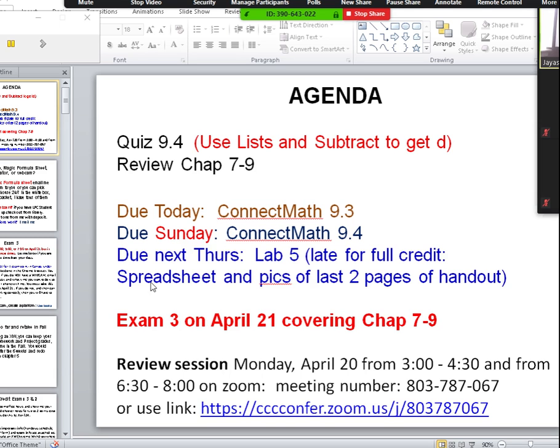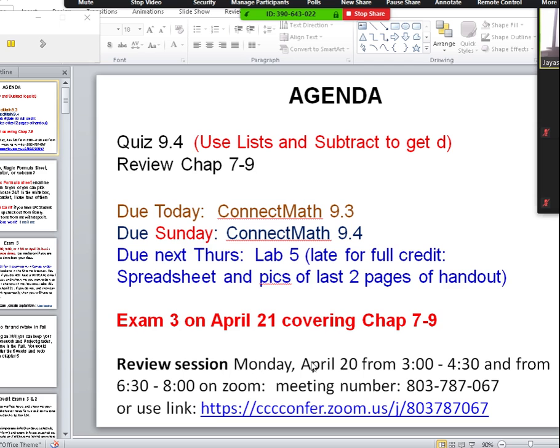I just need your spreadsheet, so either your Excel spreadsheet or a link to your Google Sheets, and then you need to send me pictures of the last 2 pages of the handouts, because those are going to be actual physical pages. Exam 3 is on Tuesday. It is 5 days from today. And the best way to prepare for that is by doing the Exam 3 study guide, which is in Canvas under Exam Study Guides. So go ahead and download that and do those problems, and then compare. And the solutions are also there too, so check your solutions as well.